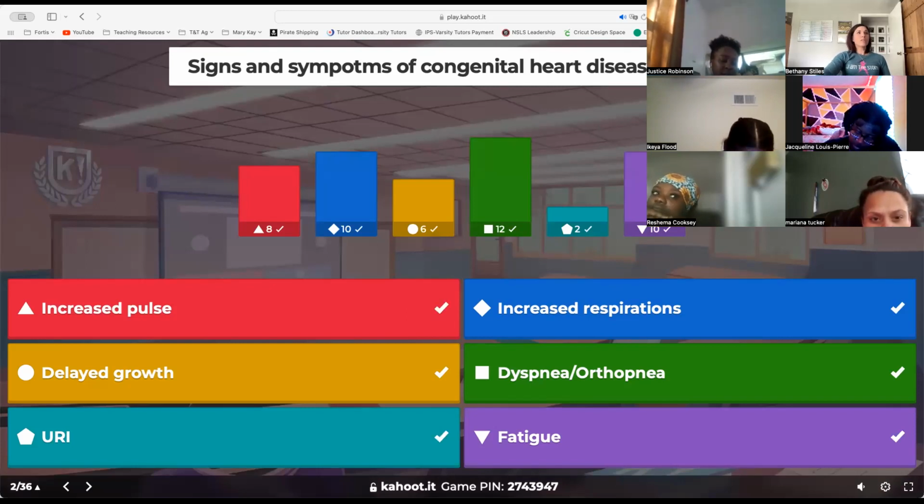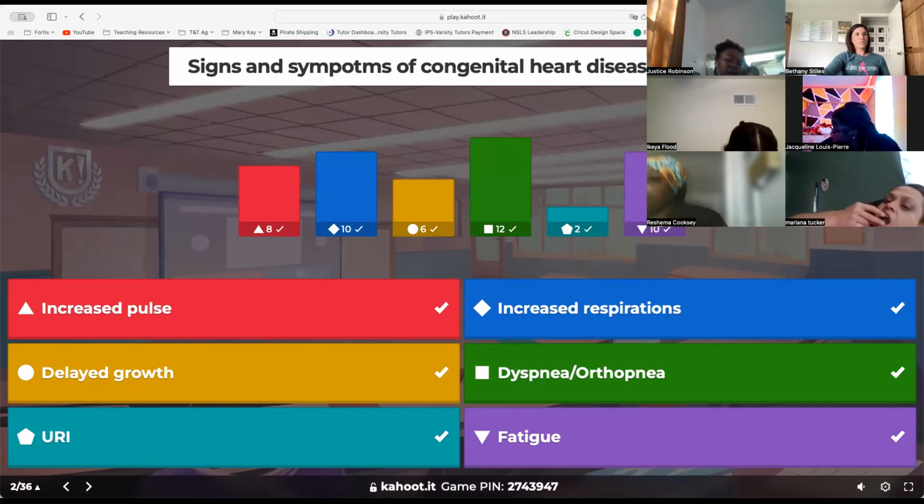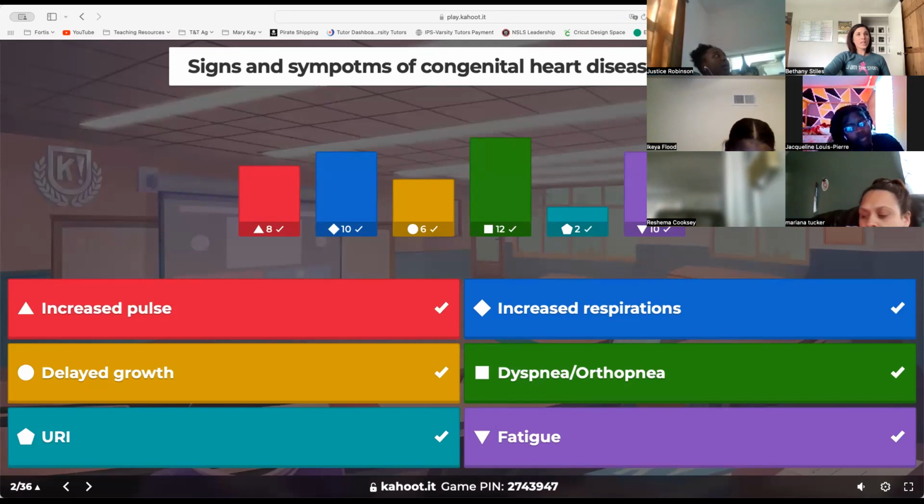Signs and symptoms of congenital heart disease are going to be increased pulse, delayed growth, upper respiratory infections, increased respirations, difficulty breathing or dizziness on standing, and then fatigue. So all of those are signs of congenital heart disease.